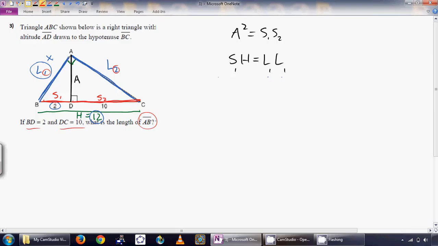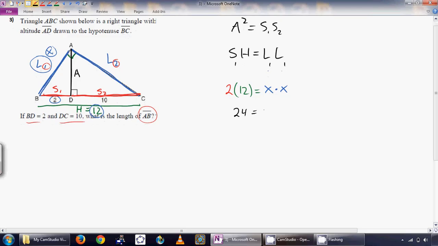Segment 1 is 2. My hypotenuse is 12. And that all equals leg 1, which I'm calling X, times itself. So when I do this multiplication, I get 2 times 12, which is 24, and that's going to equal X squared. To unsquare something, I square root. They'll cancel, and I'm going to square root this.